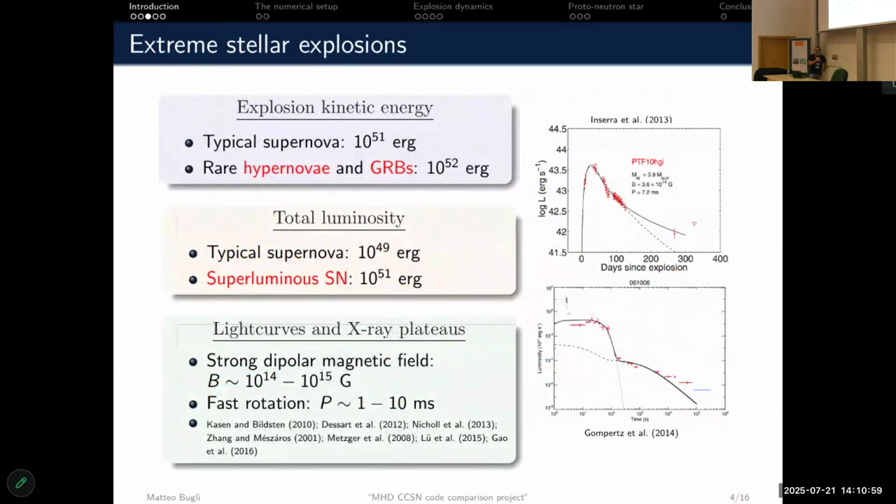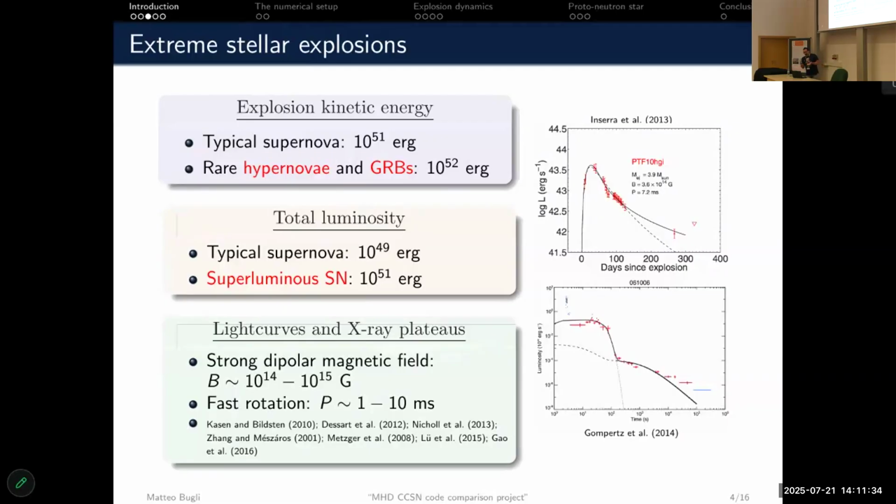This talk is not about regular core-collapse supernovae, as the title suggests, but about extreme explosions, so the magnetorotational explosion mentioned this morning. These are explosions that, in a nutshell, describe the most extreme phenomena and transients, which either exhibit exceedingly high kinetic energy in the ejecta, typically associated with events such as rare hypernovae or gamma-ray bursts, or have exceedingly high luminosities, up to a factor of 100 compared to regular supernovae. That is the case, for instance, of superluminous supernovae.